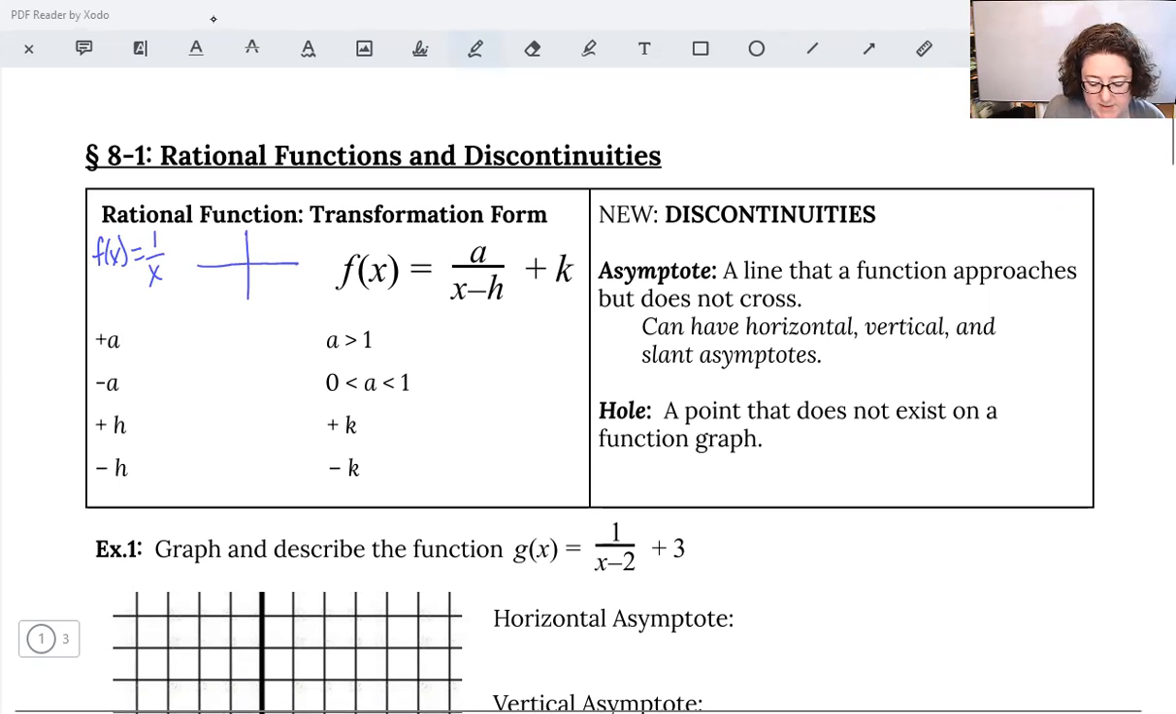So if we just do a quick sketch, again, we had one branch that was hitting at the point 1, 1, and was in the first quadrant, and another branch hitting at -1, -1 in the bottom left or the third quadrant.